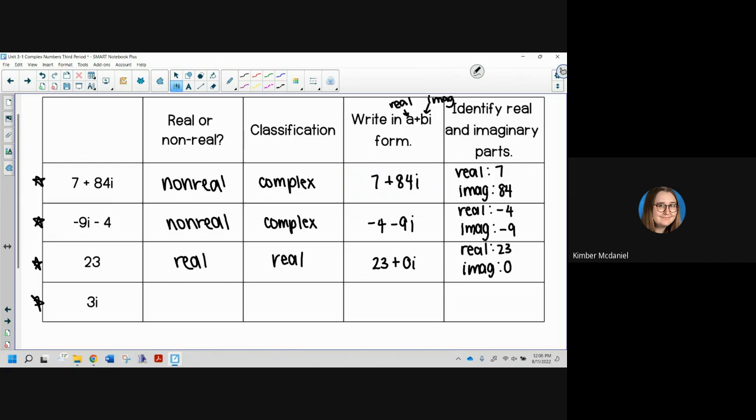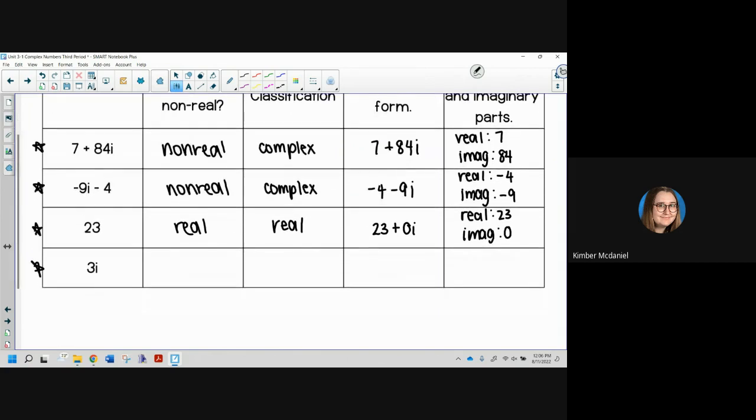Moving on to the last one. The last one that we have here is 3i. Okay. Since it has an I, again, that means it's non-real. But since it only has the I part, so only the imaginary part, and it's missing the real part, its classification is going to be pure imaginary.